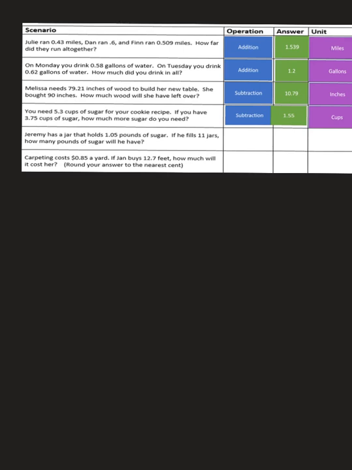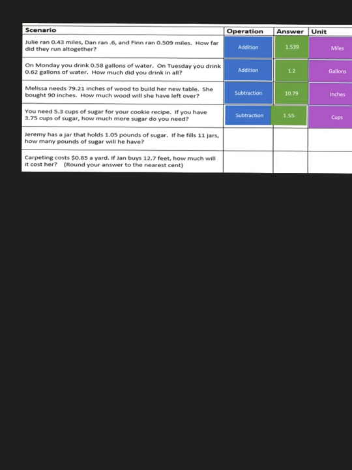All right, next, notice how I filled in my chart for above. I dragged my little tiles up for the subtraction problems. So the next one: Jeremy has a jar that holds 1.05 pounds of sugar. If he fills 11 jars, how many pounds of sugar will he have?